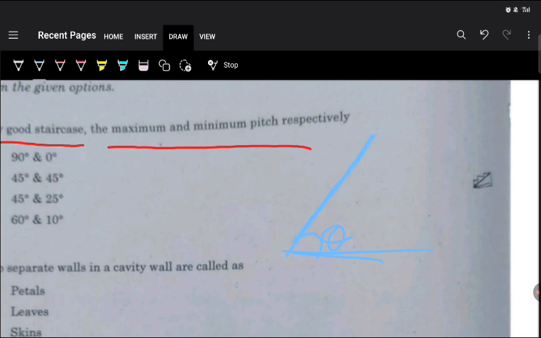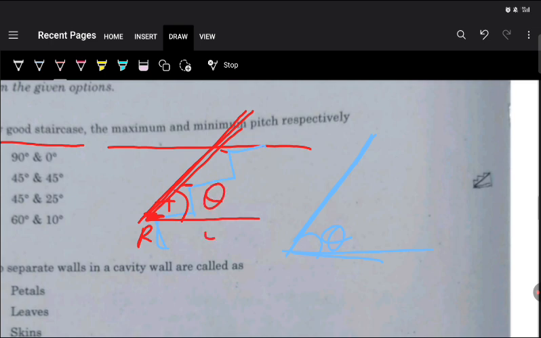These are steps. This is our tread portion and this is our riser portion. This is an additional projection, and the external projection that comes out is called the nose, the nosing. If I connect all the nosing points, that imaginary line connecting the nosing points is called our nosing line. This nosing line makes some angle with the horizontal, and this angle is called our pitch.